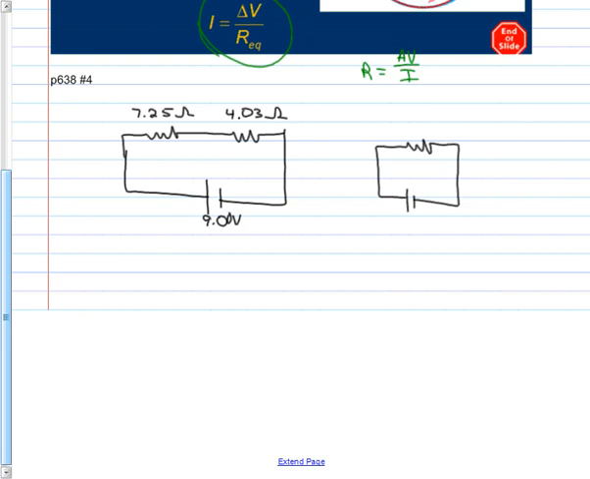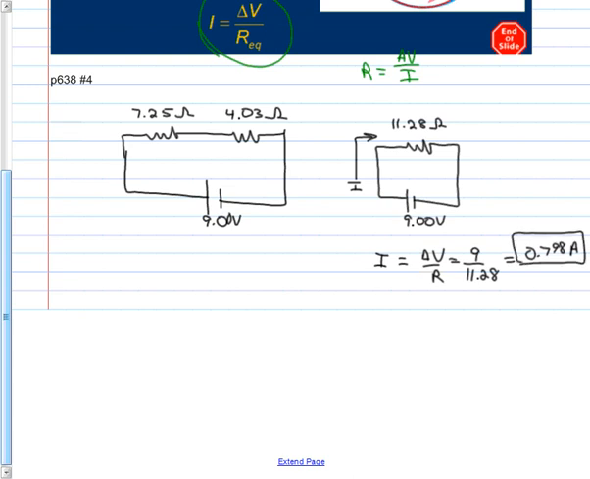Add the two resistors together. What do you get? 11.28 ohms. Once I have it down to my 1 resistor, then I can figure out the current that is flowing through this. I for current here. We know current is going to equal, and there's our rearranged Ohm's law, potential difference divided by the resistance. So what do you get? 9 divided by 11.28 to the correct number of significant figures. 0.798 amps of current.